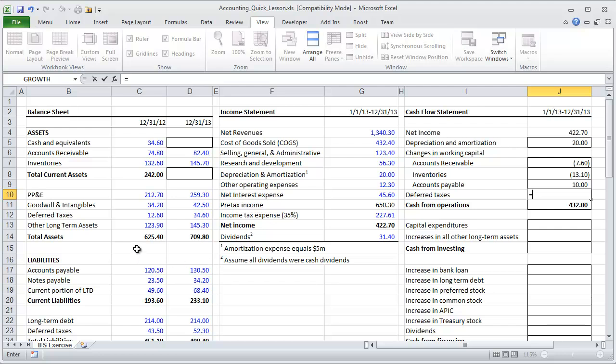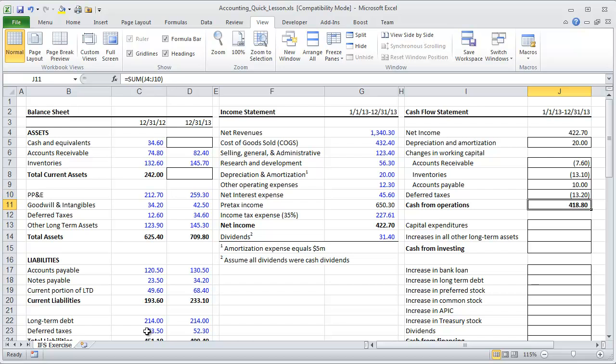And there are two types of deferred taxes, in fact. There are deferred tax assets, and here we recognize that the cash impact of an increase of 22 million in deferred tax assets should be reflected as an outflow. But we also have deferred tax liabilities, and an increase in deferred tax liabilities is actually an inflow.